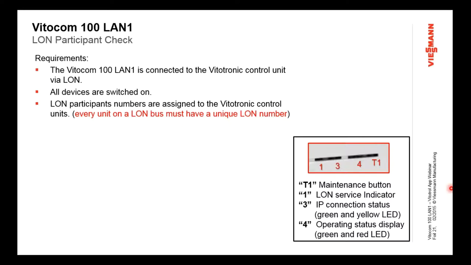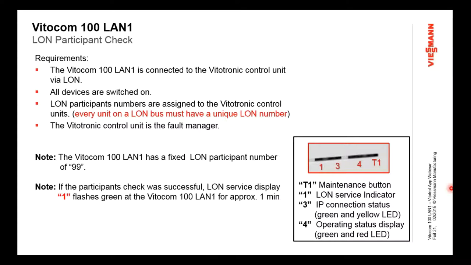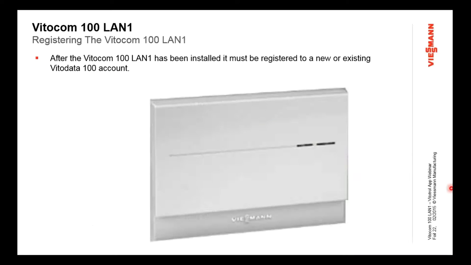When you put the LAN card in the boiler, you'll go into coding and say you're going to be LAN participant 2 for boiler 2, or LAN participant 3 for boiler 3, or whatever you're going to establish beforehand. And the Vitotronic controller then also has to be the fault manager, so you have to set that. The only address you can't use is address 99, because that's already reserved for the Vitocom 100 LAN1. It has a permanent address of 99. Your boiler's default is going to be 1 on a new card. So if you only had one boiler, there's not a lot you have to do there. But if you have multiple pieces of equipment, you'll have to assign a different address for each piece.